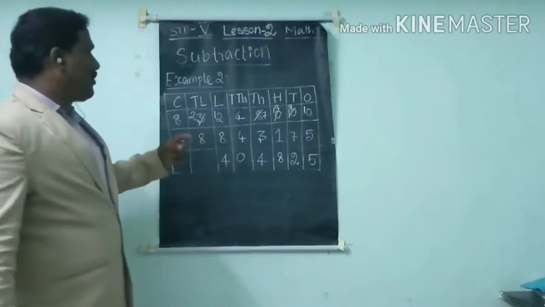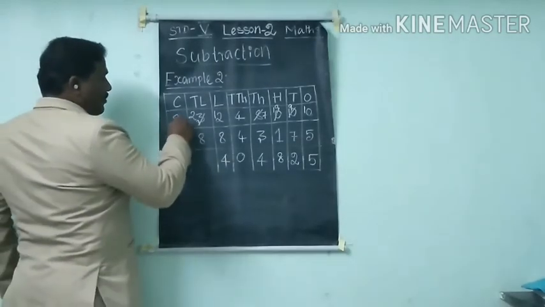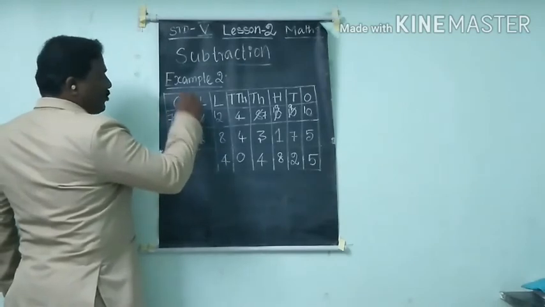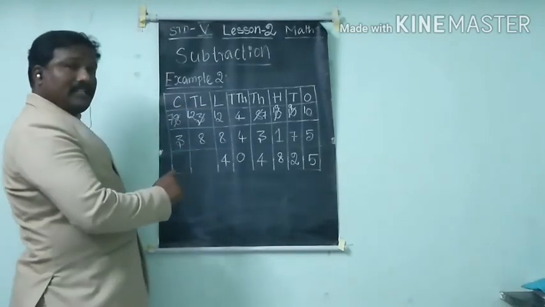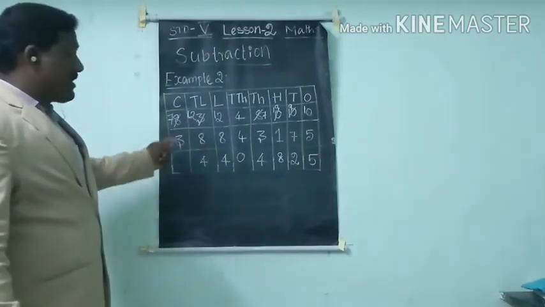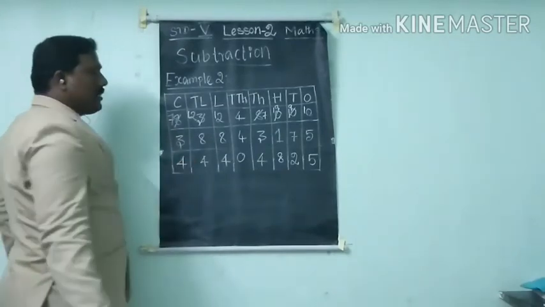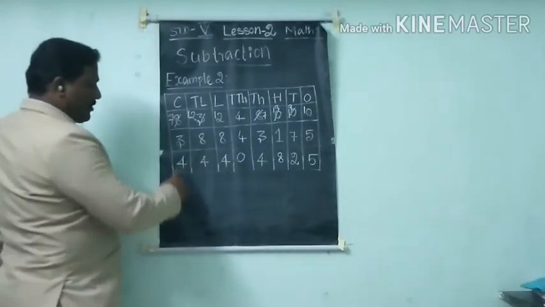Again 2, here 4, 8. We cannot subtract, so we borrow from the nearby number 1. So here 7, here 12. 12 minus 8, we know already, 4. Here 7 minus 3, so 4. So this is the male count. So this is the difference.